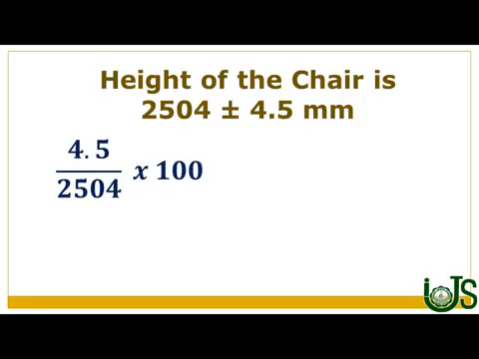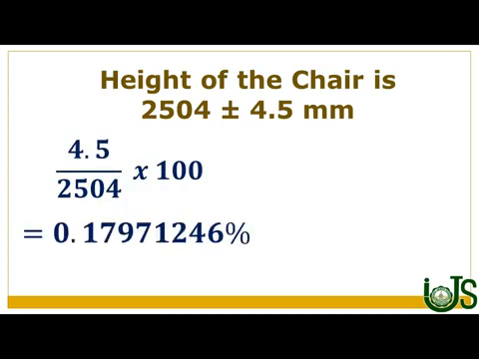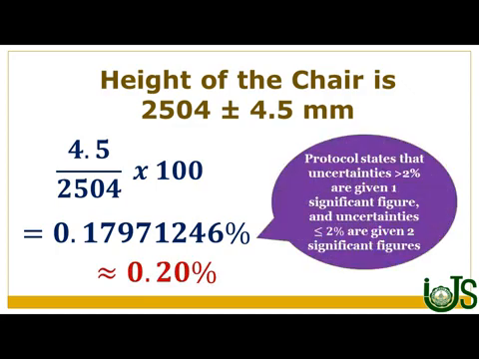So for example, from the previous answer, the height of the chair is 2,504 positive negative 4.5 millimeters. So using the original answer of the absolute uncertainty, 4.5 divided by the average value of the chair, which is 2,504, times 100. So your answer is equal to 0.1797124.6% or approximately 0.20%. So we use two significant figures.